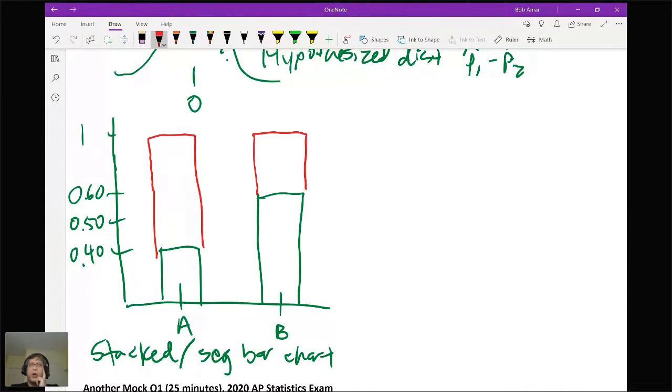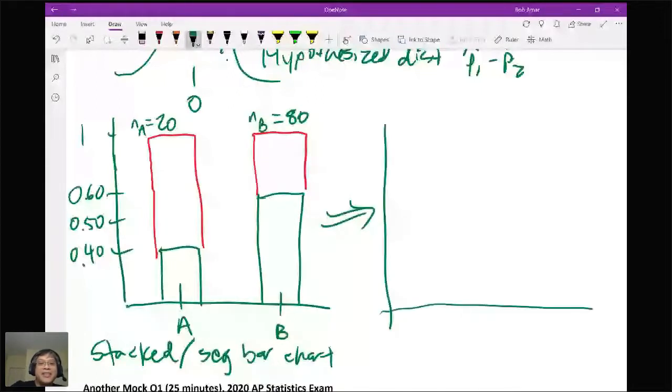This is a normal segmented bar chart, and the bars have the same width, right? To turn this into a mosaic plot, the only other piece of information I need is how many things are in each category. So let's say that A has these proportions, but in group A, I'm only looking at 20 items. And in group B, I'm actually looking at 80 items.